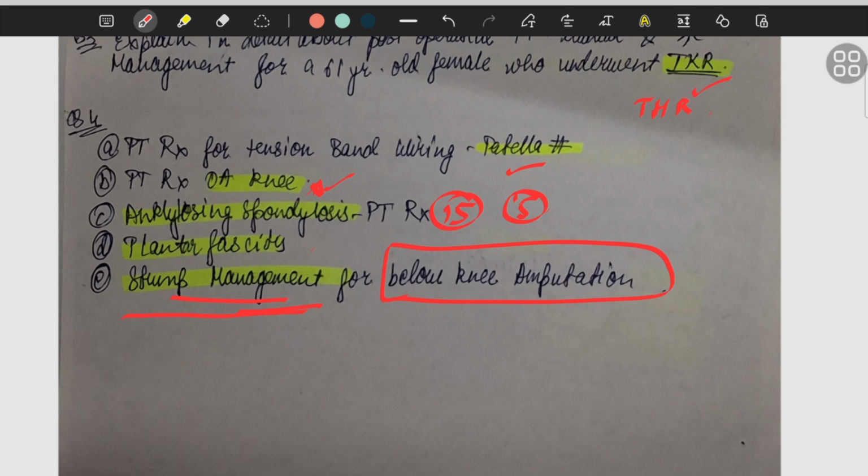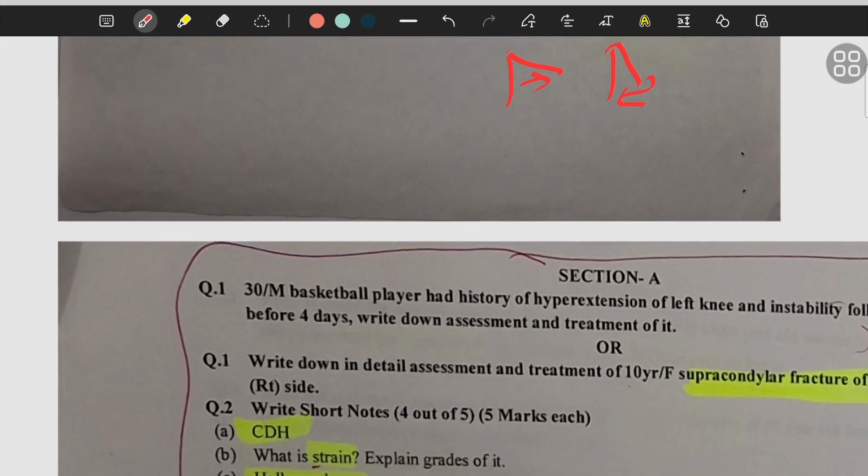For below knee amputation you have to write that the patient should be kept in extension so that the stump does not get into a flexion position. Then the leg should be abducted so that it does not adapt to an adducted structure. Then you will do strengthening so that if you are planning to go for a prosthesis, the rehab can be sooner. All this you have to mention.